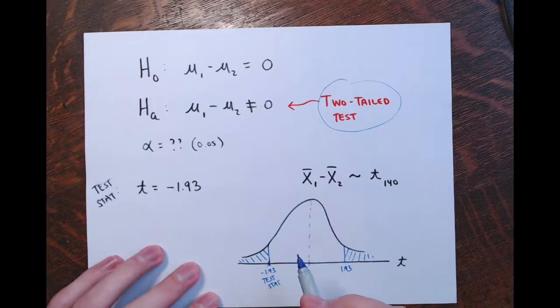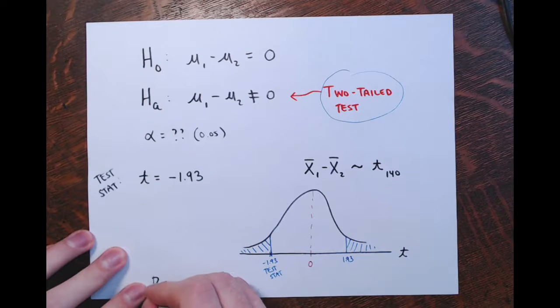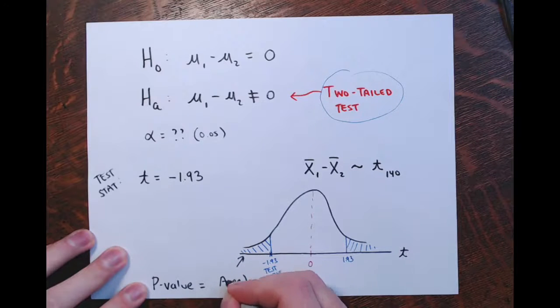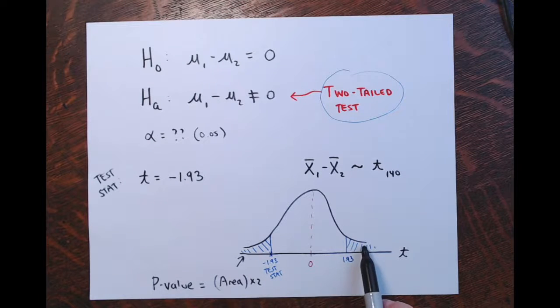All right. But the p-value is this area times 2, right? This area to the left, and again, times 2, or you could say the area to the left of negative 1.93 plus the area to the right of positive 1.93, which would be the same because it's symmetrical. Now, I can find this value, if I wish, on my calculator.